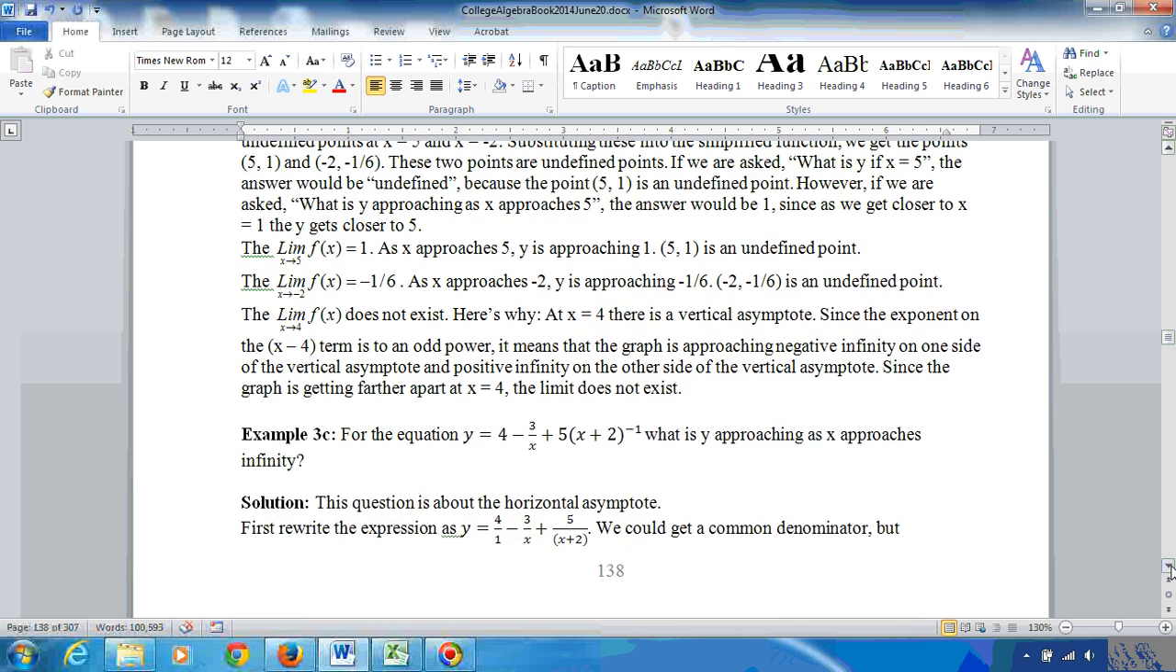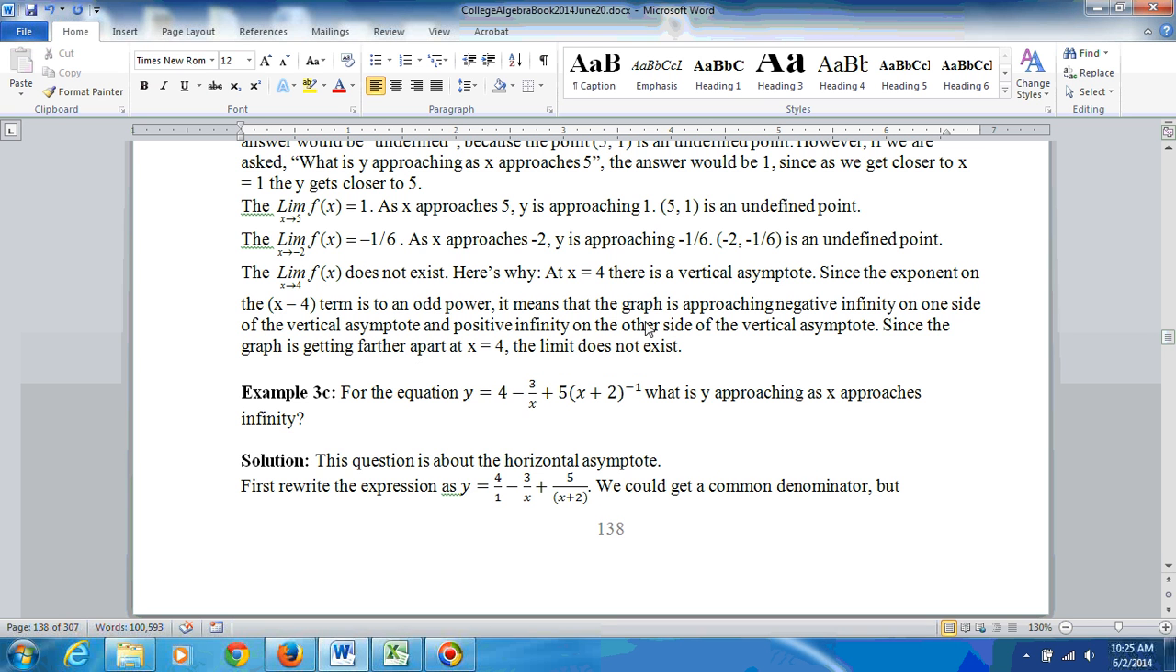So it's going to have a flat line of y equals 0. And we might have a graph of that. Well, no, it's very similar to the other one in terms of that x minus 4 term. See, it's to an odd power, which means it's approaching negative infinity on one side and positive infinity on the other side. Okay, how about this?